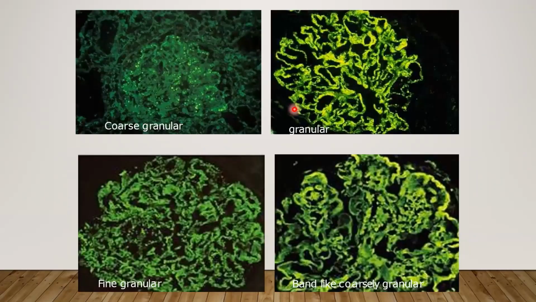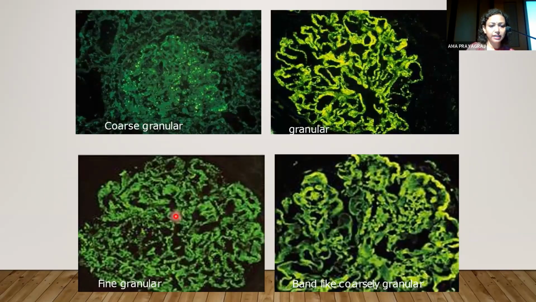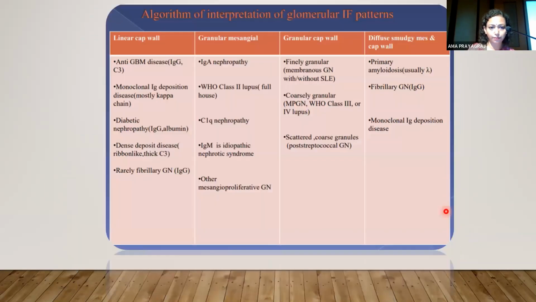And these are just the different patterns. We have coarse granular deposits. These are granular along the capillary wall. These are very fine granular deposits. And these again are band-like coarse granular deposits.